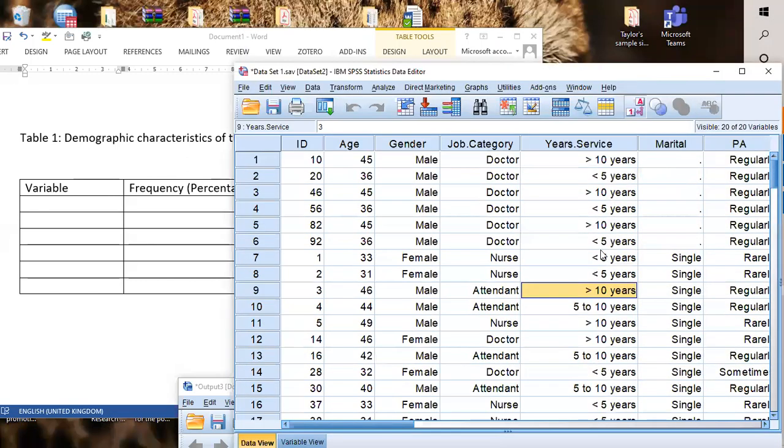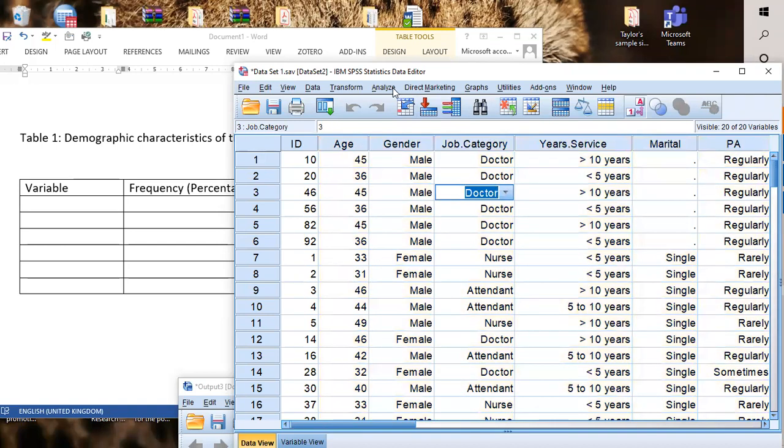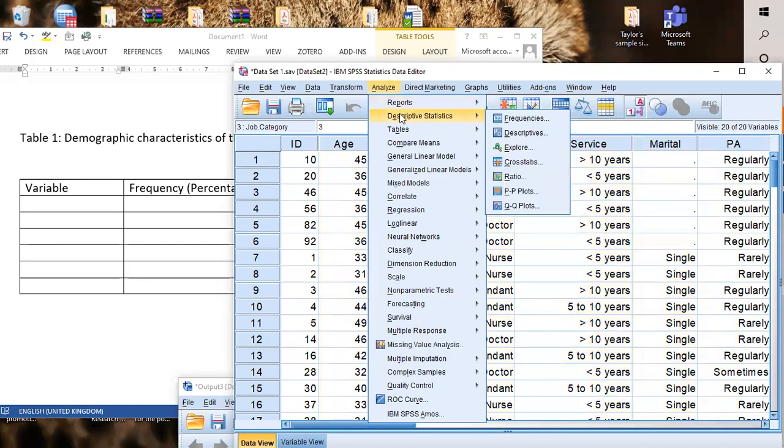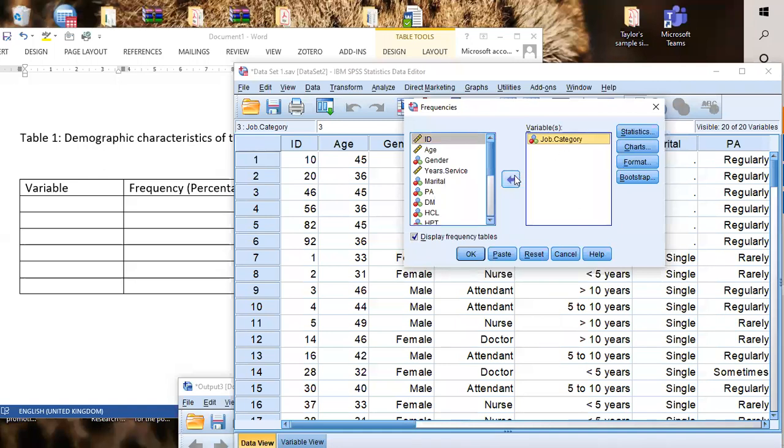Okay, demographics. What are the demographics? Age, gender, all these demographics. Let's start. Analyze, descriptive, frequency for qualitative variables. Now I'm not going to do one by one. I can do all of them together.